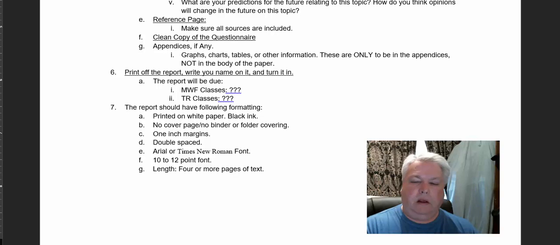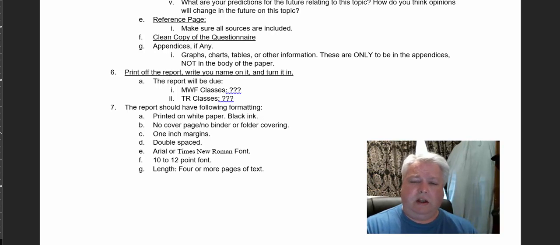Then the length of the text itself, which we've talked about, is going to be 4 pages or more of text. There's no limit. You're not limited to 4 pages, but no less than 4 pages. The reason is that it really does take about 4 pages to put everything in here that you need. I've just learned that over the years.